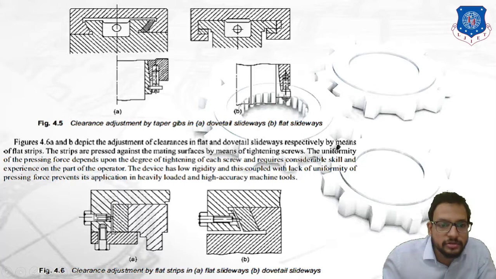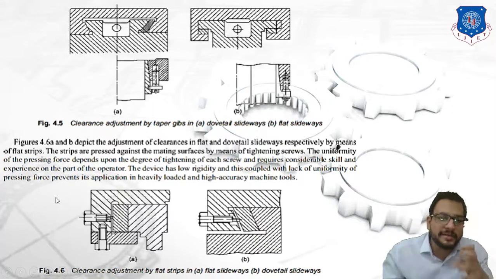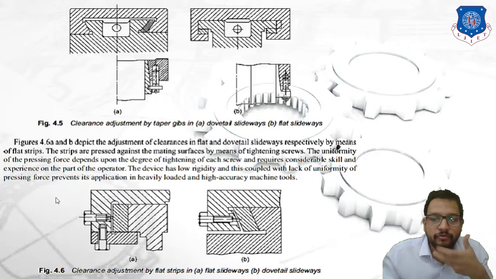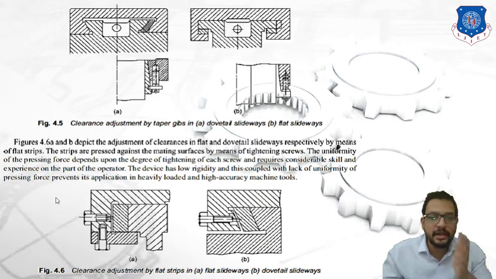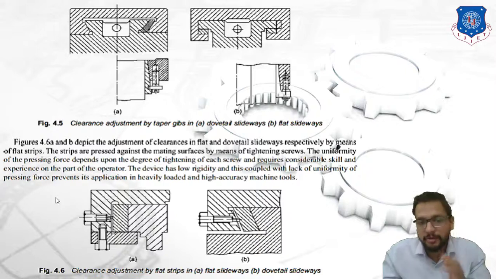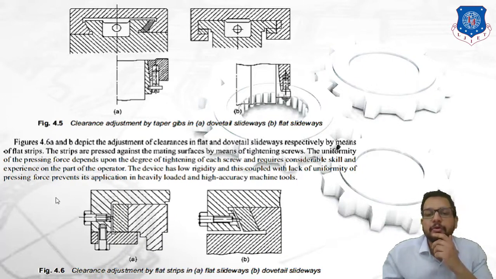So these two screws you can see, one on this side and another on this side in a flat slideway, are the tightening screws, and the uniformity of the pressing force specifically depends upon the degree of tightening of each screw and requires considerable skill and experience on the part of the operator. The device has low rigidity, and this coupled with a lack of uniformity of the pressing force prevents its application in heavily loaded and high accuracy machine tools.